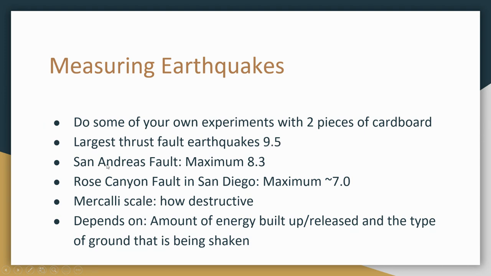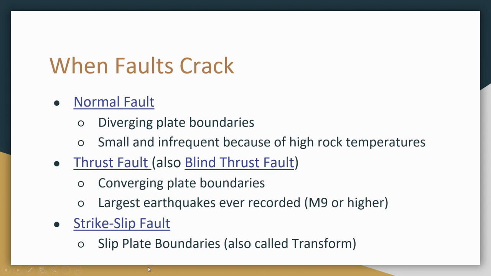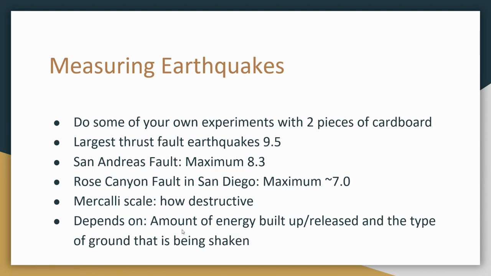Whereas the San Andreas Fault, so remember, slip faults are the ones moving laterally relative to each other. Well, the longer the fault is, the more energy you can store up. So the San Andreas Fault is the really long slip fault in California. The maximum earthquake size that can come from that fault, according to scientists, is around 8.3. That's what they predict. Well, there's a bunch of faults in California.